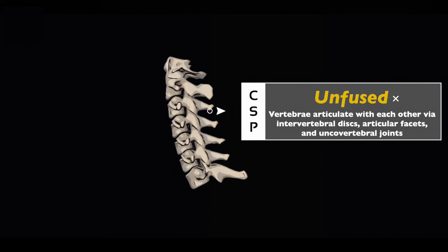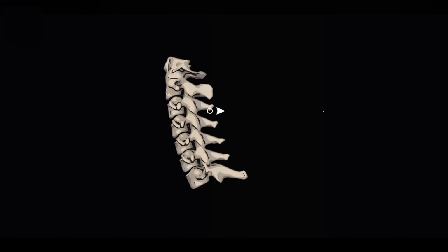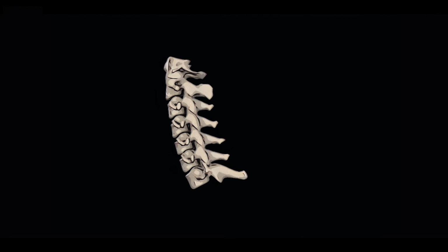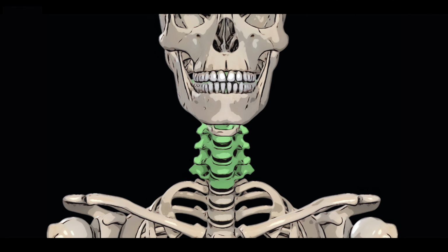These form intervertebral symphysis joints, articular facets, which form zygapophyseal and atlantoaxial joints, and uncovertebral articulations, also known as joints of Luschka, which are present in the C3 to C7 spinal segments and are located on the posterior lateral border of the intervertebral disc and in the anterior medial portion of the intervertebral foramen.